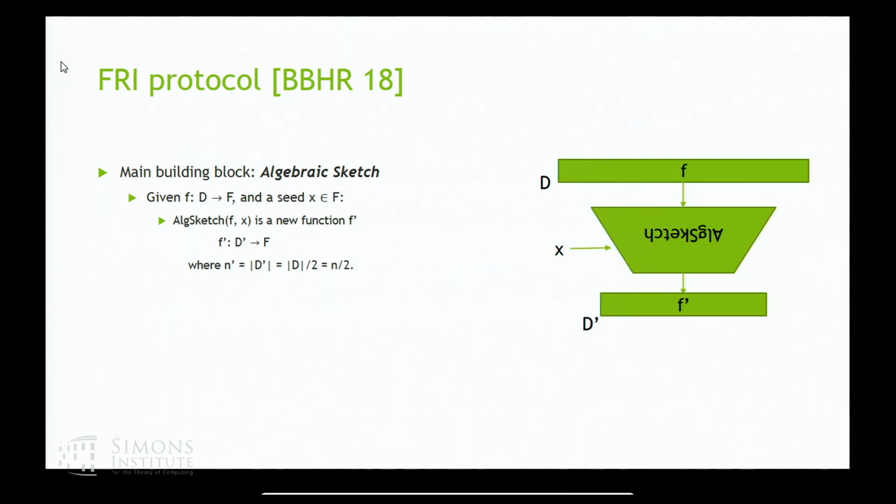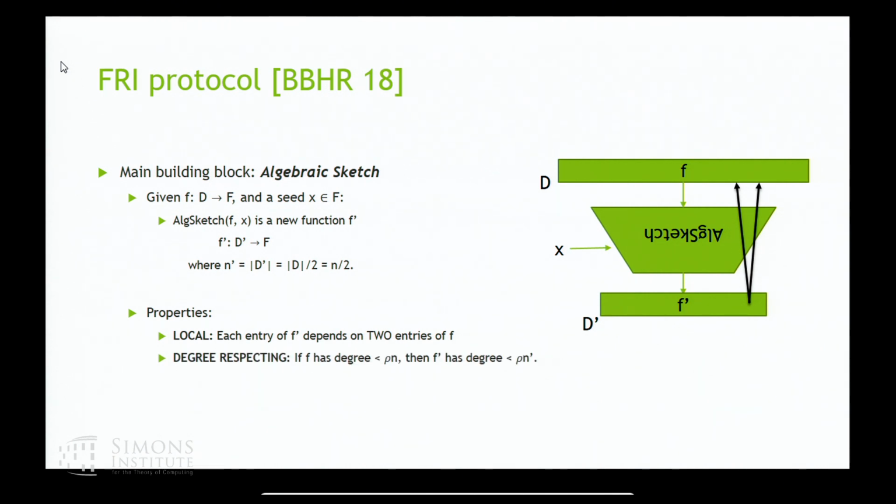So it looks a bit like an extractor. It takes in a seed, takes in a long function, gives you a short function. And it has properties. So now the properties are, okay, so it's local. Every entry of f prime depends on just 2 entries of f. It's degree respecting, in that if f is of low degree, so is f prime. If f is of degree rho n, this is rho times n over 2. Okay, so it's still the same fractional degree.